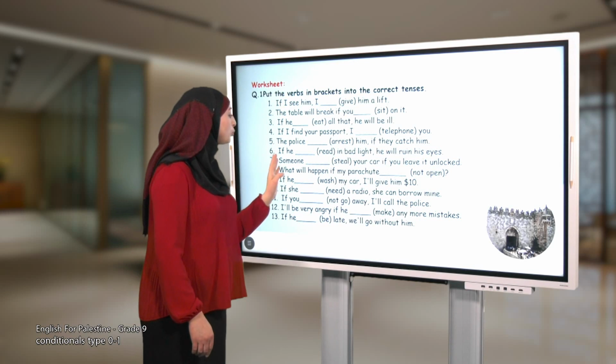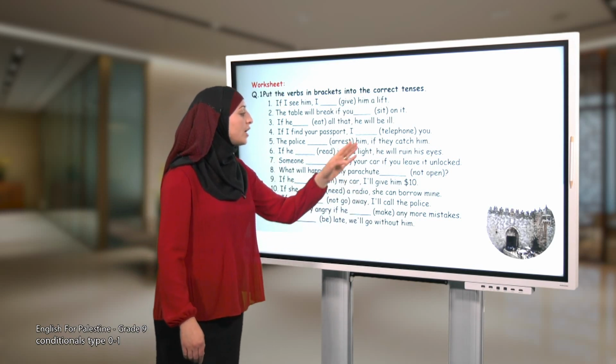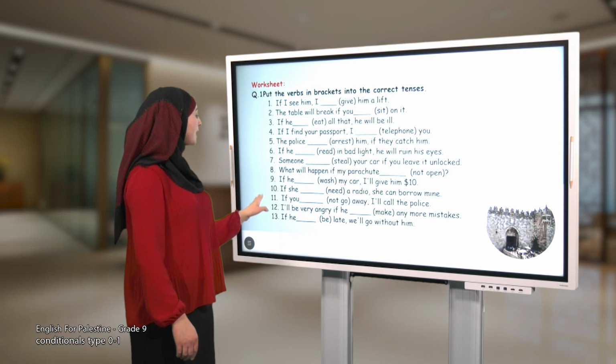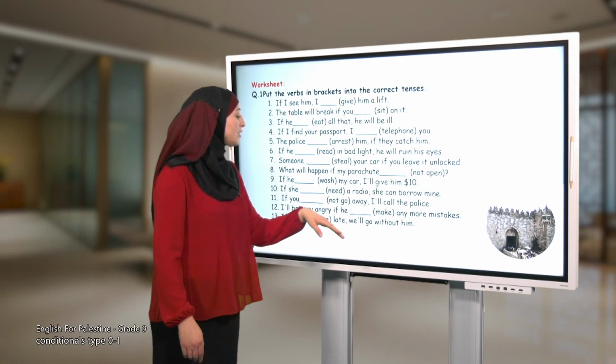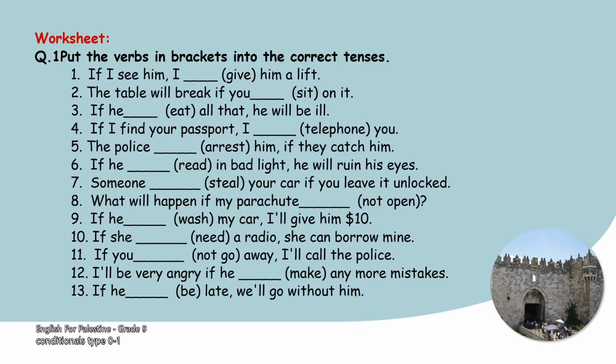Number 8. What will happen if my parachute not open? Number 9. If he wash my car, I will give him $10. Number 10. If she need a radio, she can borrow mine. Number 11. If you not go away, I will call the police. Number 12. I will be very angry if he make any more mistakes. Number 13. If he be late, we will go without him.